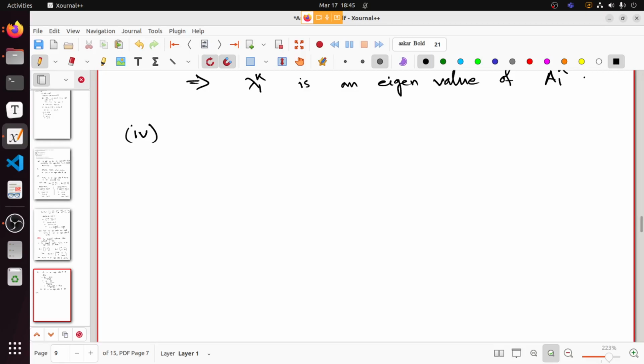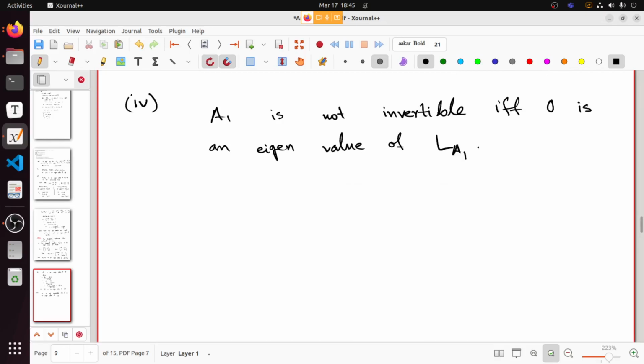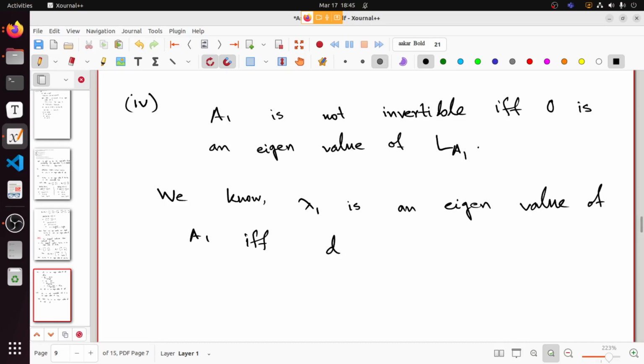So this is for option number 4. A1 is not invertible if and only if 0 is an eigenvalue of L of A1, right? So we know lambda 1 is an eigenvalue of A1 if and only if the determinant of A1 minus lambda I is equal to 0, right?